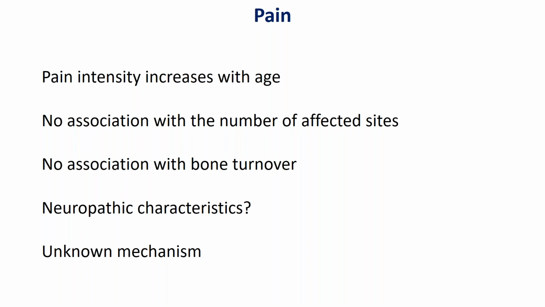There is no association with the number of affected sites, and so we may have patients who have monostotic FD with bone pain and polyostotic patients who don't have bone pain. There is no association with bone turnover, and some of the patients with really high bone turnover, really high alkaline phosphatase, don't have bone pain. And so this can be nociceptive pain, but it can also have neuropathic characteristics. And one of the main question marks in this disease is the mechanism of bone pain. And there's still a lot of research to do on that to understand it and then to be able to treat it more efficiently.